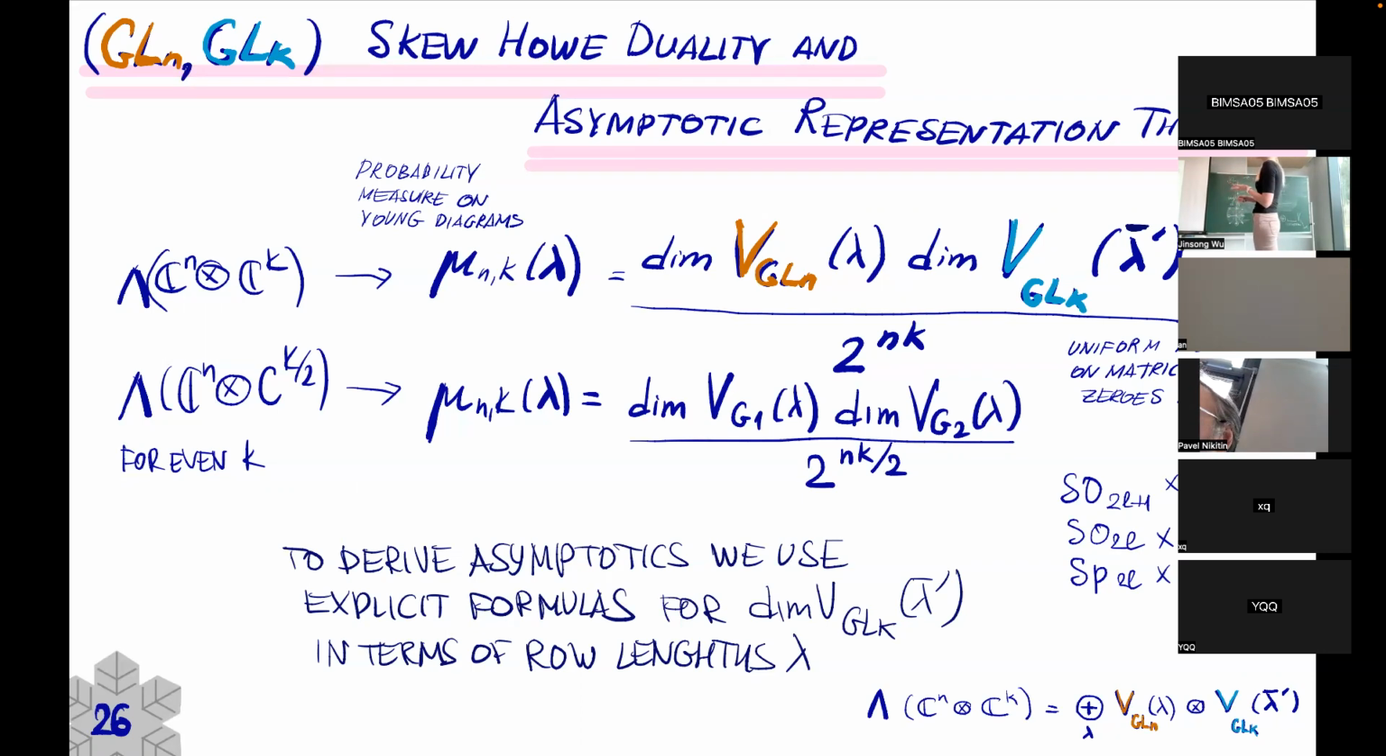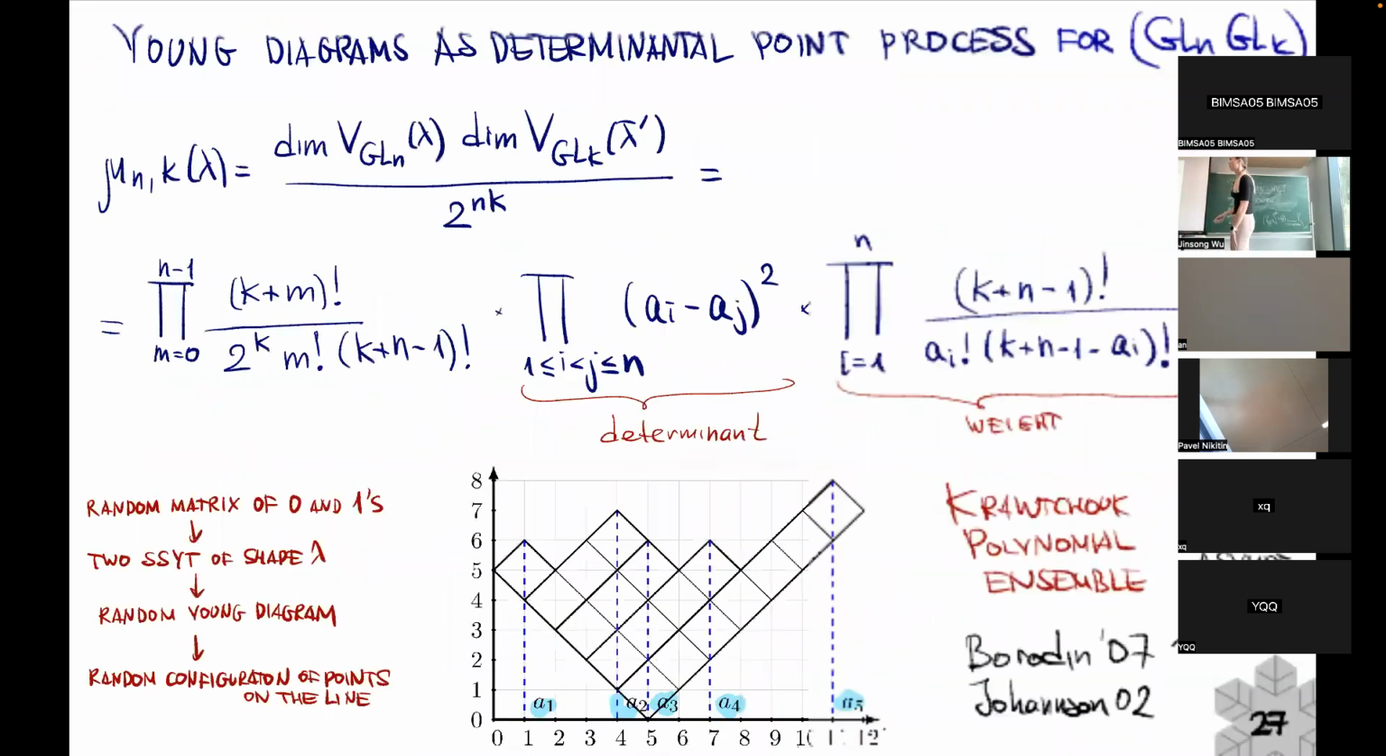And for that, we use the explicit formulas for dimensions of lambda bar prime in terms of rho and lambda. So that was the general result that we dealt with previously. And we get those multiplicity formulas, which are the dimensions of lambda bar prime with the rho as lambda. Okay.